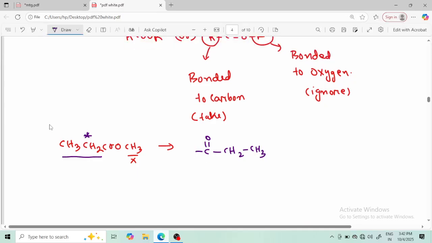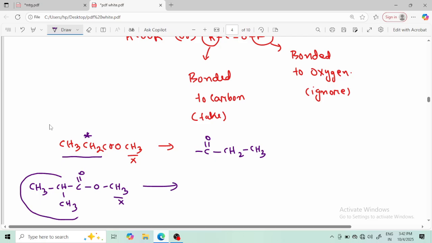Let's do some other example. Suppose I am giving CH3 CH CH3, C double bond O, CH3. So this part you will ignore, right? This whole part you will take, and this carbon will be the bonding side. So here it will be C double bond O, CH, CH3 and CH3.